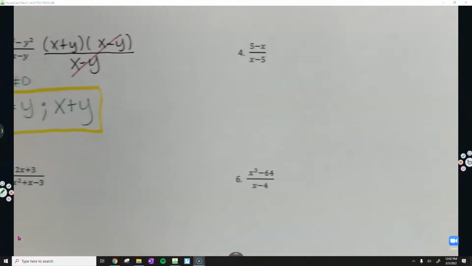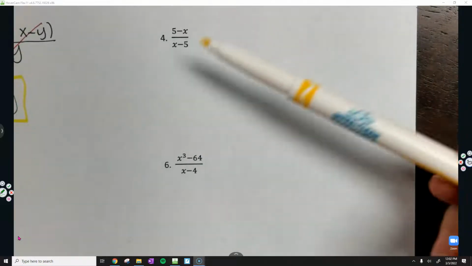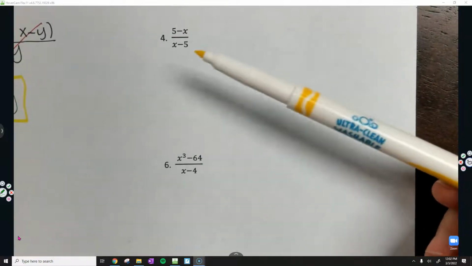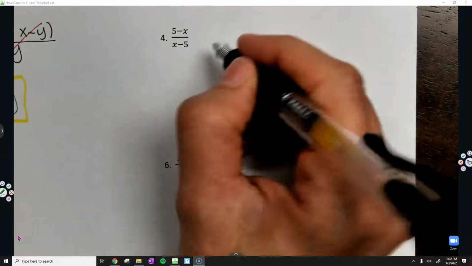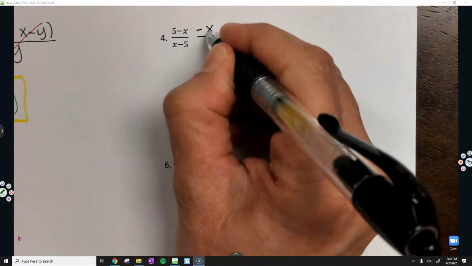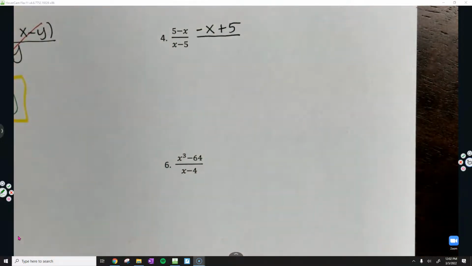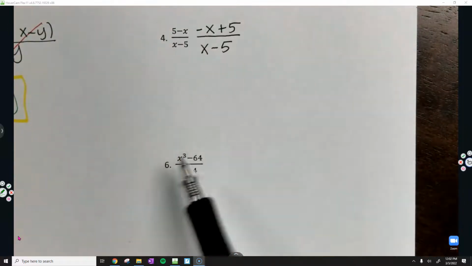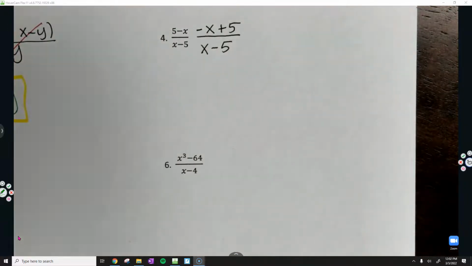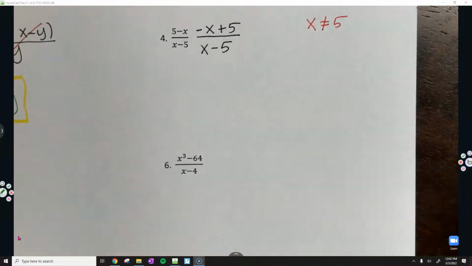For problem number 4, y'all, problem number 4 is kind of the teacher trick. If you see something written like this, you need to rewrite it with the x first. So I'm going to go ahead and write negative x plus 5 for the top. I'm going to write it in the correct order where the letter x comes first. I'm going to recopy that denominator. And guys, what are the restrictions on the denominator? Right, so let's write x cannot equal 5.